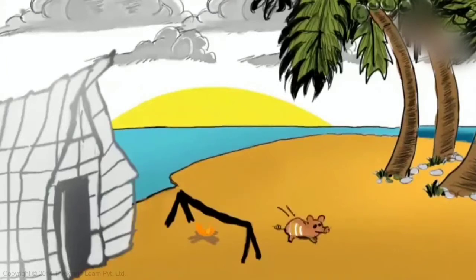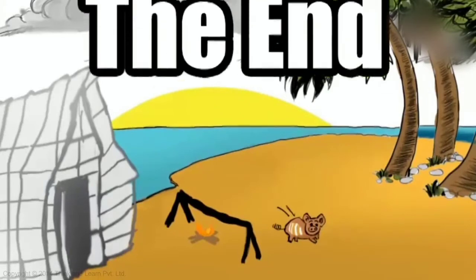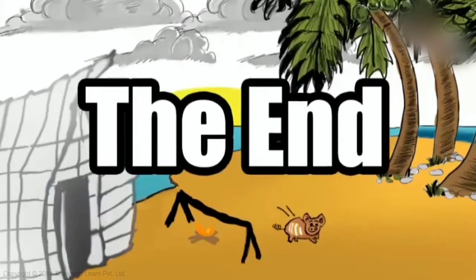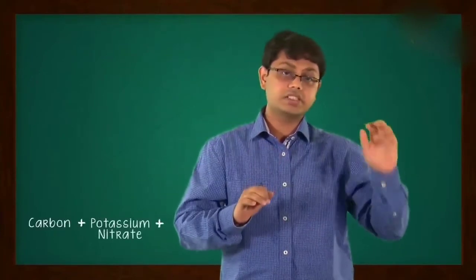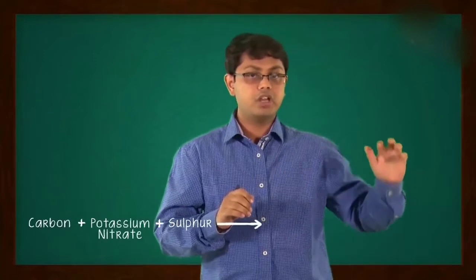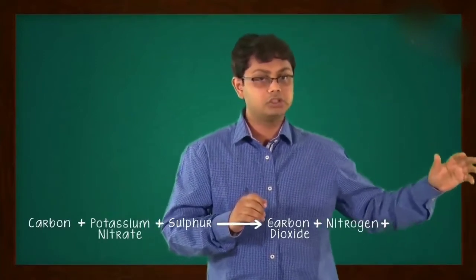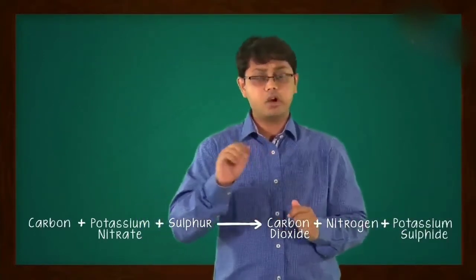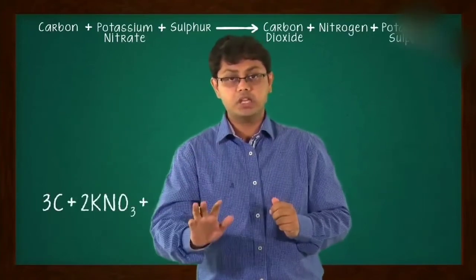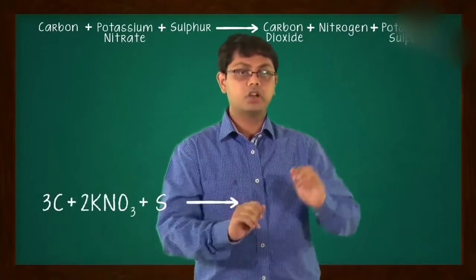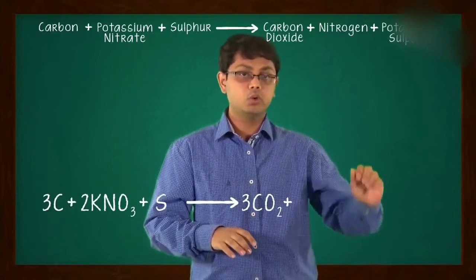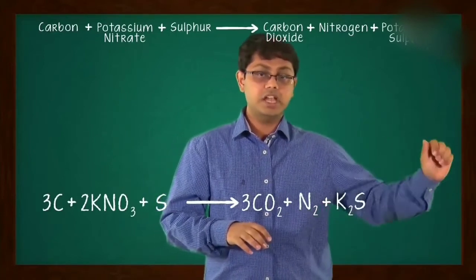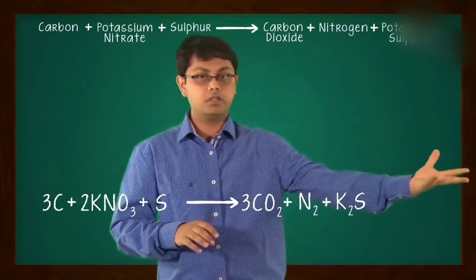Be sure to mix them all separately, because if you don't, you may even blow your fingers, or even blow out your whole hand. The equation, if I have to go ahead and represent it once more: carbon plus potassium nitrate plus sulfur is going to give you carbon dioxide, nitrogen, and potassium sulfide. In its chemical form, 3C + 2KNO3 + S is going to give you 3CO2 + N2 + K2S, and finally you get the bang.